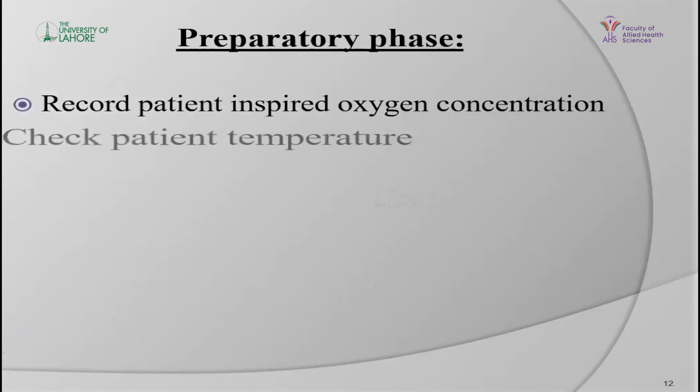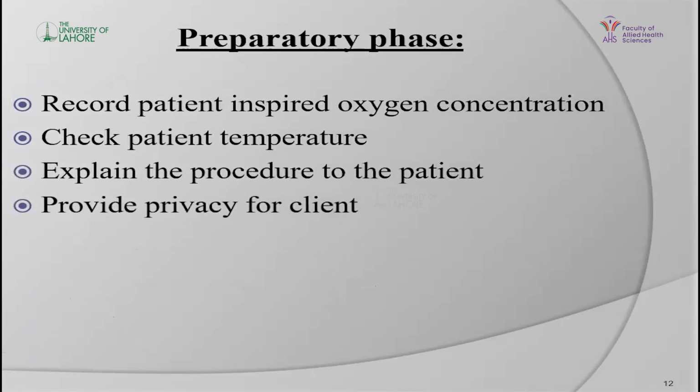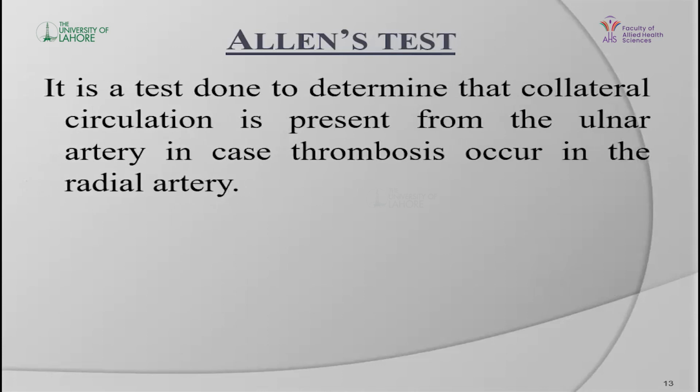Next, preparatory phase. Record the patient's inspired oxygen concentration, check the patient's temperature, explain the procedure to the patient, provide privacy for the client, heparinize the needle, and perform Allen's test. Allen's test determines whether collateral circulation is present from the ulnar artery in case thrombosis occurs in the radial artery.